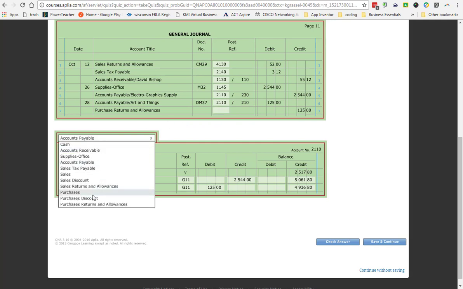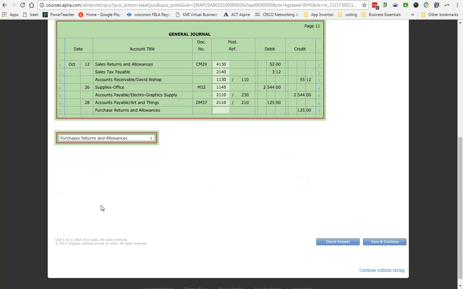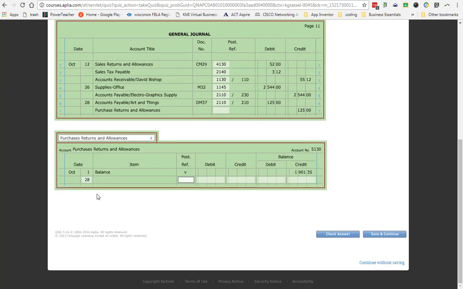Last thing we have to post is going to be purchases, returns, and allowances. Date of the 28th, G11, credit of $125. We had a previous credit balance of $1,091.35. Going to add $125 to it. Now, purchases, returns, and allowances is a contra account to our purchases account. What this tells me when I look here is we have, as a business, as of October 28th, returned $2,026.35 to companies that we bought from.